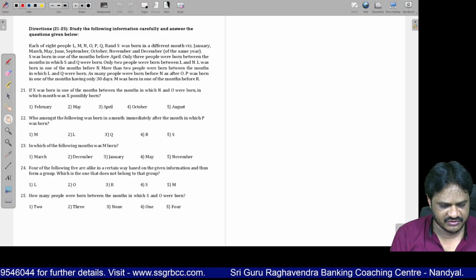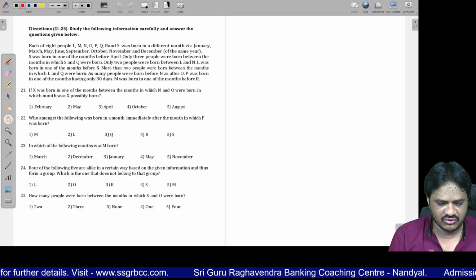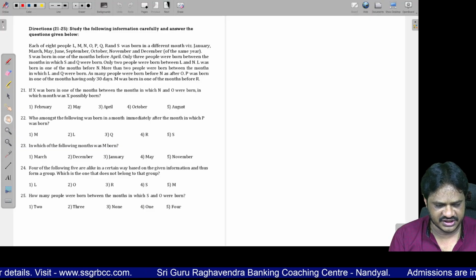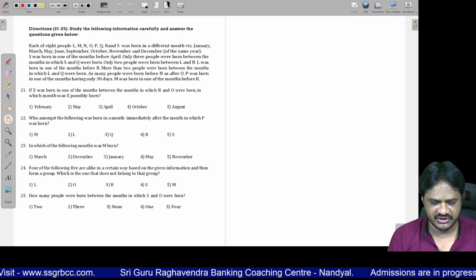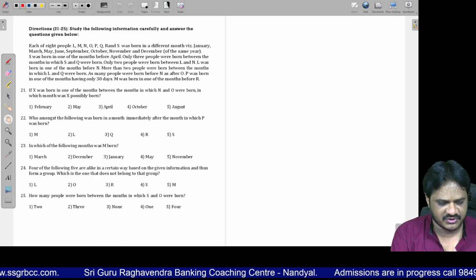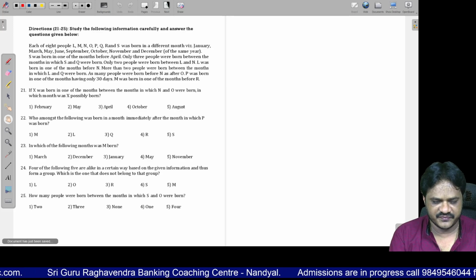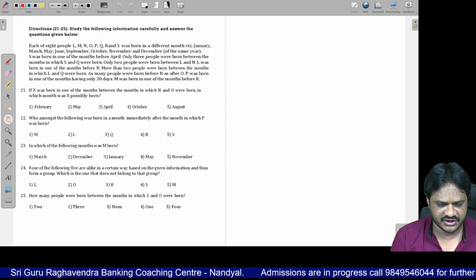S was born in one of the months before April. Only 3 people were born in between S and Q. 2 people are there in between L and N. L was born in one of the months before N. More than 2 people were there between L and Q.